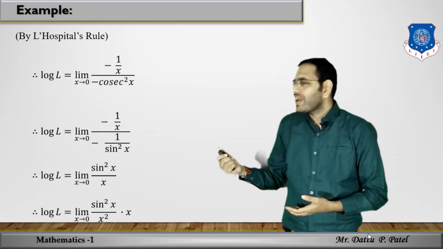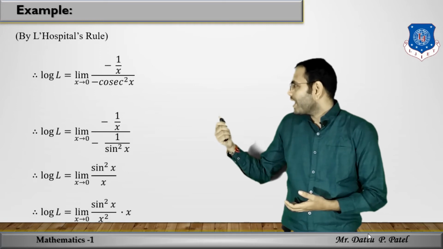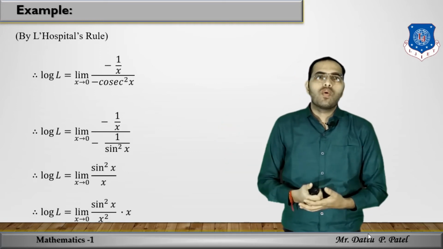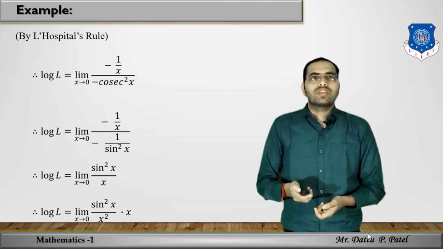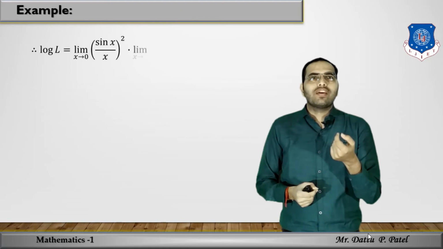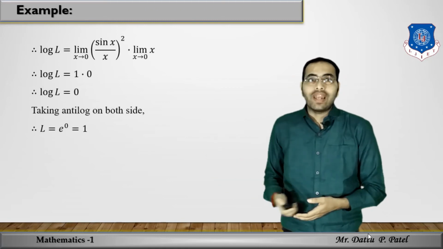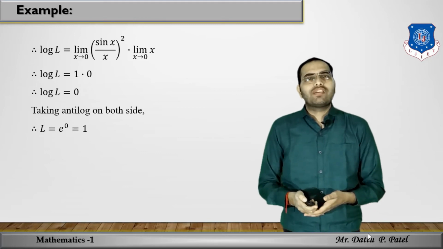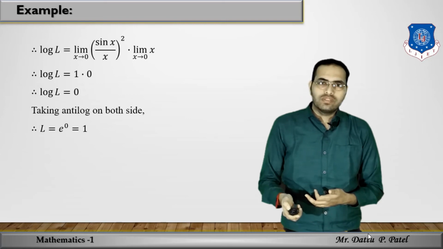Here multiplying and dividing with x in the denominator portion, we can write limit x tends to 0, (sin x by x), that is 1. Then limit x tends to 0, (sin x by x) whole square into x, then we can write 1 into 0, that is 0. Now log L equal to 0, then taking antilog both sides, L equal to e raised to 0. Obviously anything raised to 0 is 1.